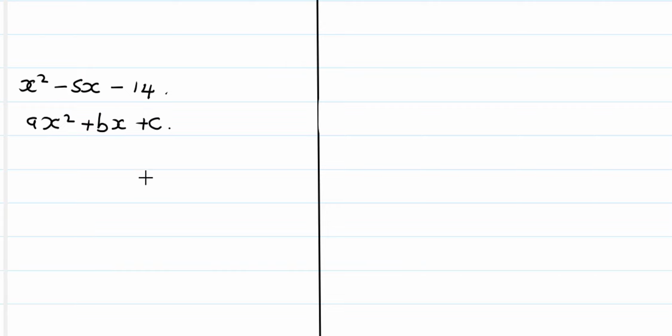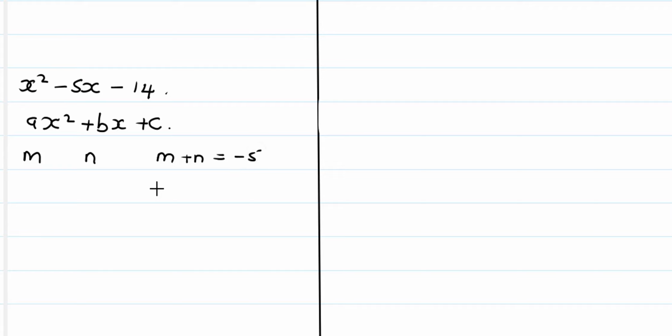So our first step is we need two numbers, say m and n, such that when I take m plus n, they give me negative 5, because it is negative here.